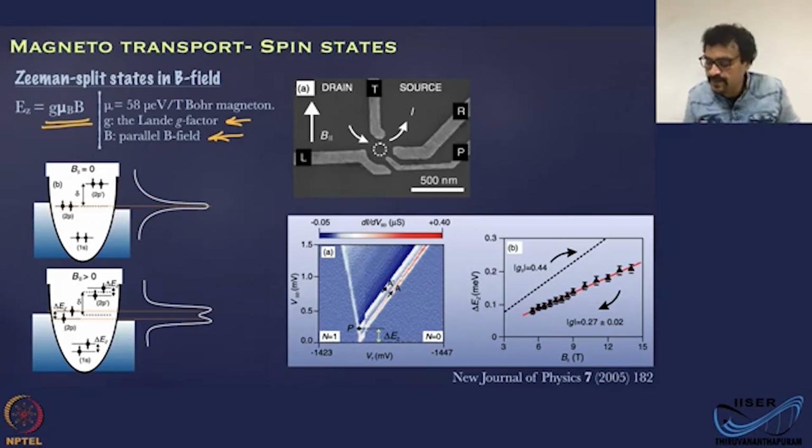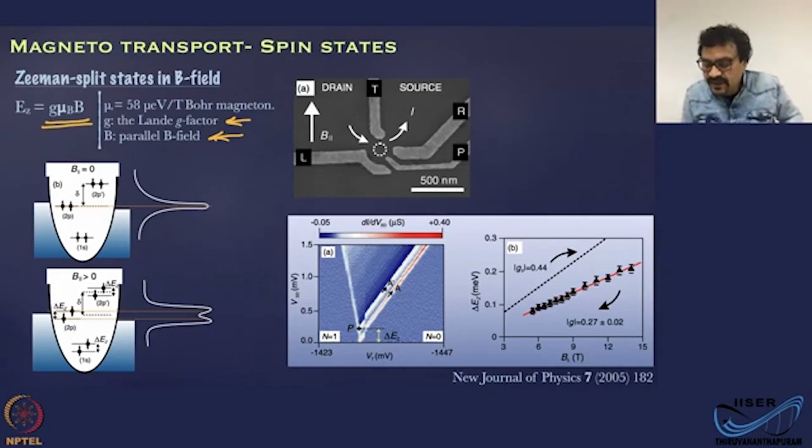The field is zero. The moment you have a field, what happens? Each of these levels will split into two. But this is again a single electron transport regime, which means you can only put one electron at a time. So when the first level comes in the window, you get a peak. But when that level disappears, closely the second level is going to follow. So these are pretty close compared to the single particle levels. The Zeeman splitting is small compared to the single particle level. That is the assumption here.